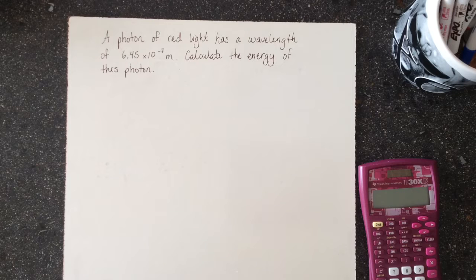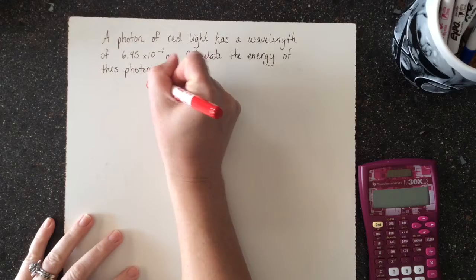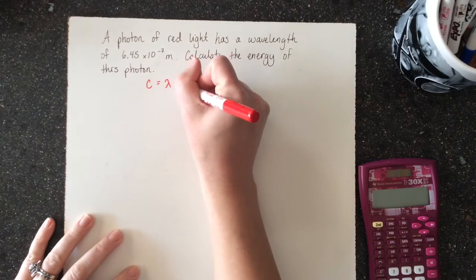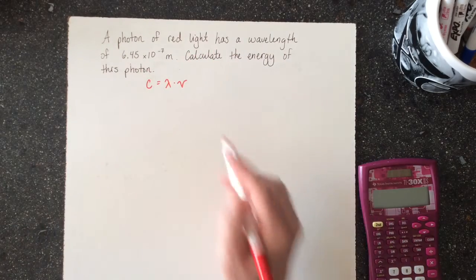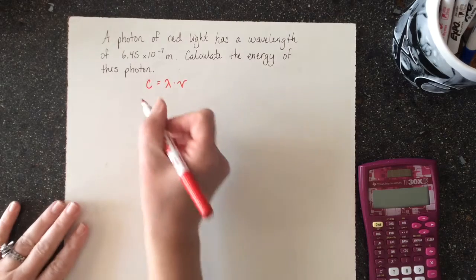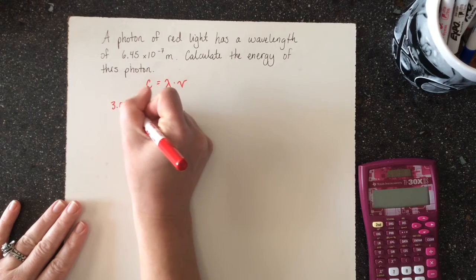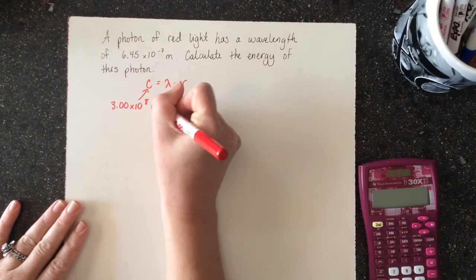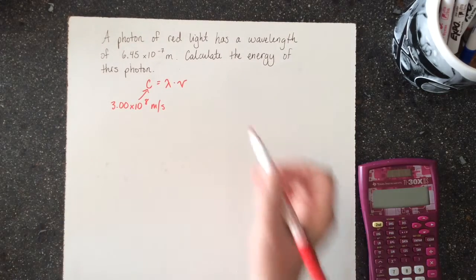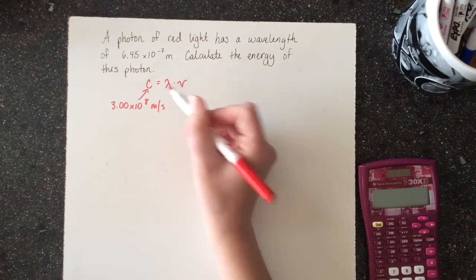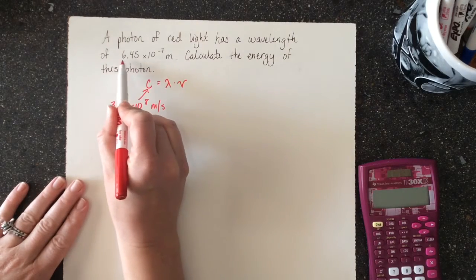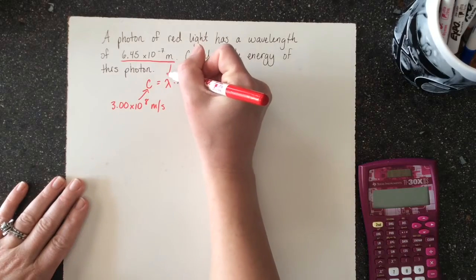Well, in order to do this, there's two formulas that are associated with wavelength, frequency, and energy of waves of light. They look like this. One of them is c equals lambda times nu, and the c stands for the speed of light, which is a constant. Light always travels at 3.00 times 10 to the 8th meters per second. The lambda stands for wavelength, and we are given a wavelength right here.